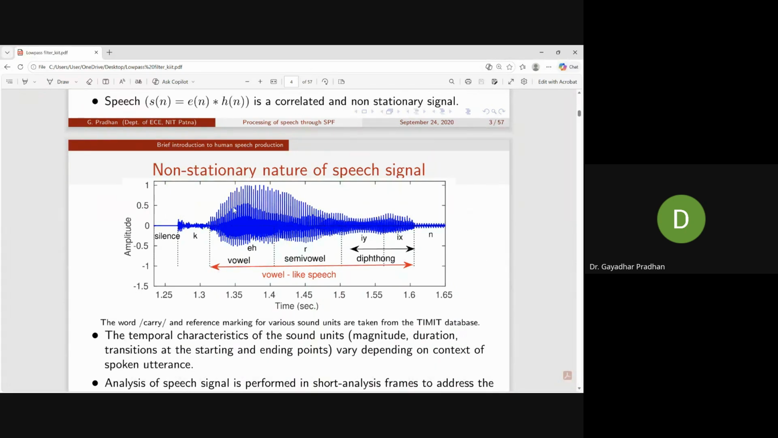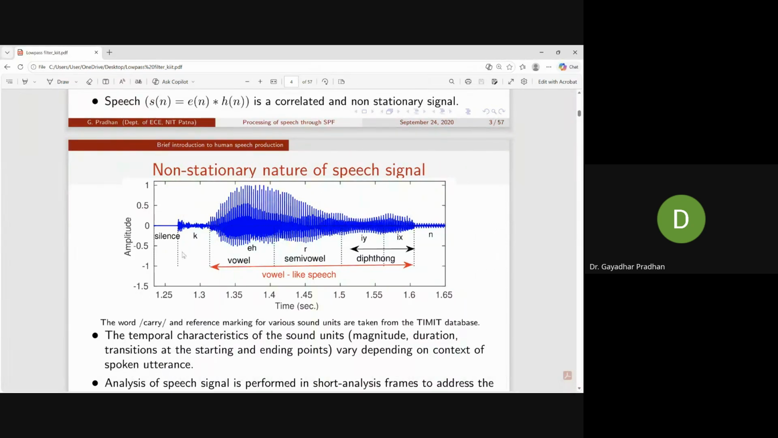You can observe this is a periodic excitation here in voiced sound units. There are vowels, semi-vowels, and diphthongs. Diphthong means if two vowels come closer, there is no time for transition from one vowel to the other vowel, so we take these two vowels as a consecutive unit, that is one phoneme, called a diphthong. And if you look at the unvoiced sounds, as I told, there is no periodic excitation. So this is excited by a random noise type of thing.